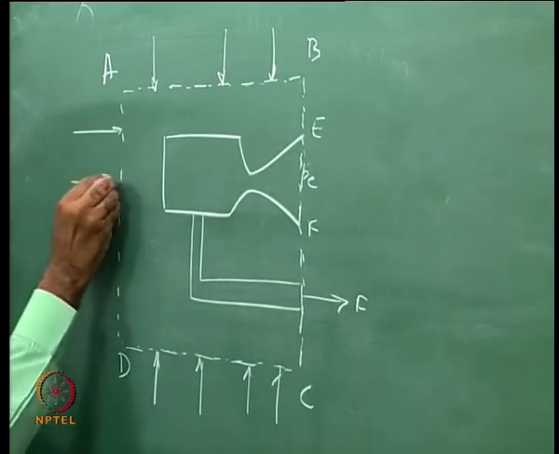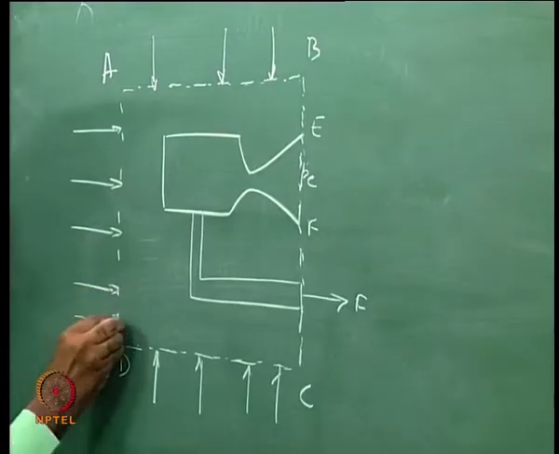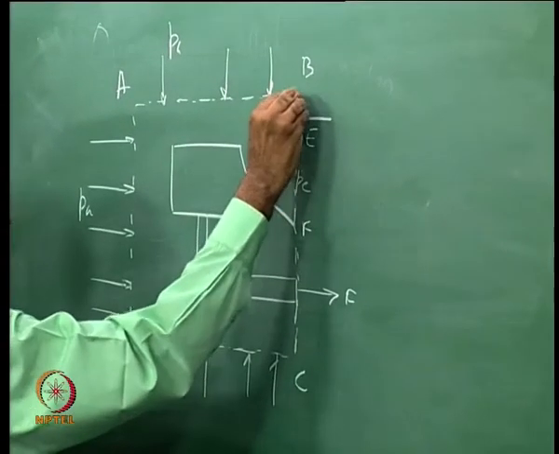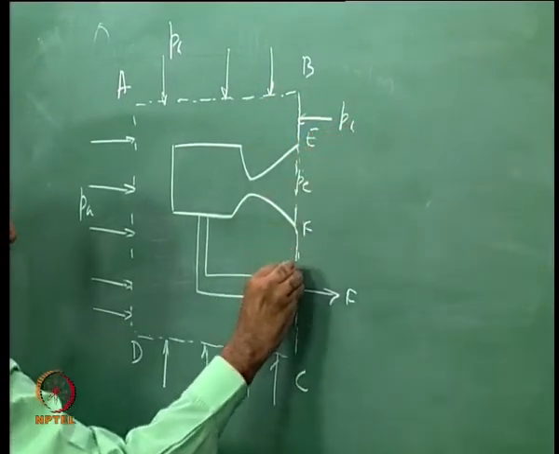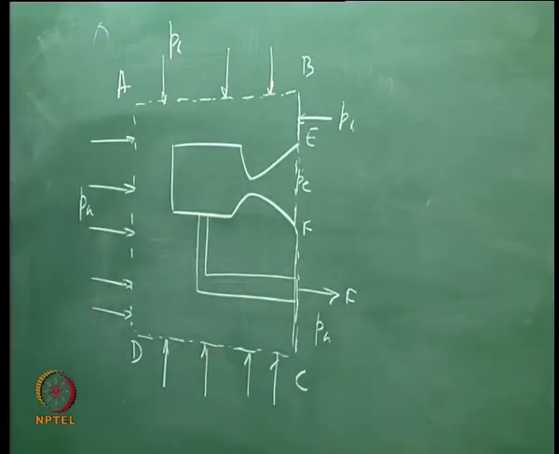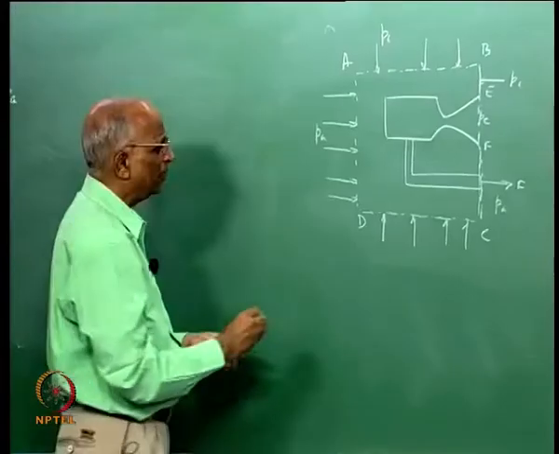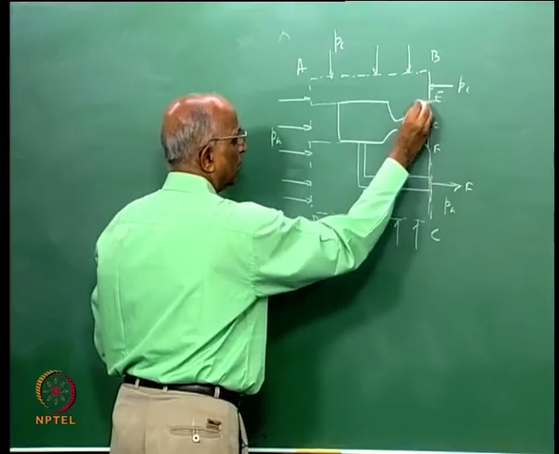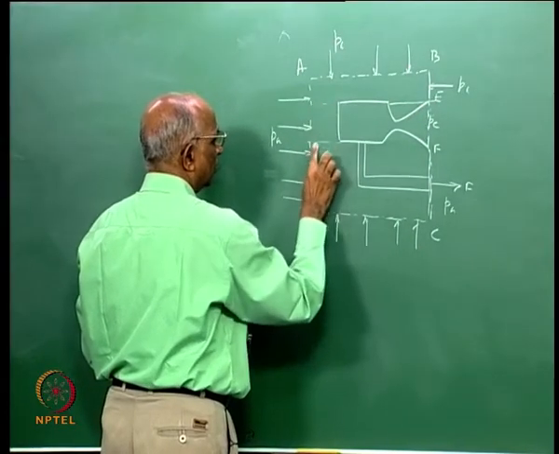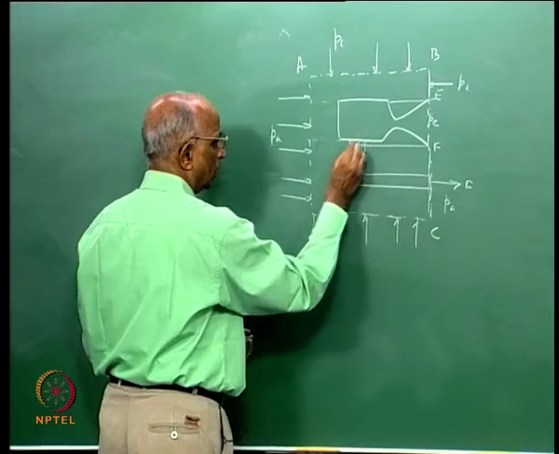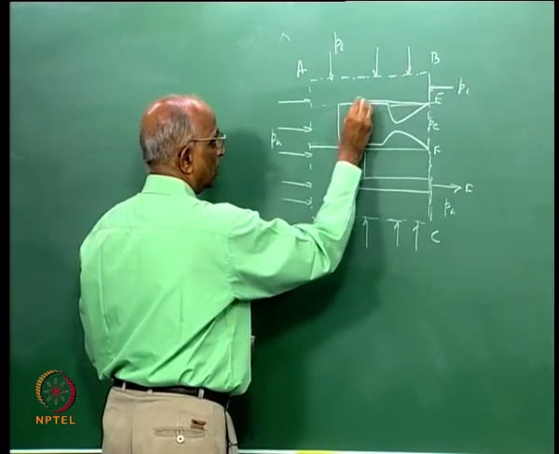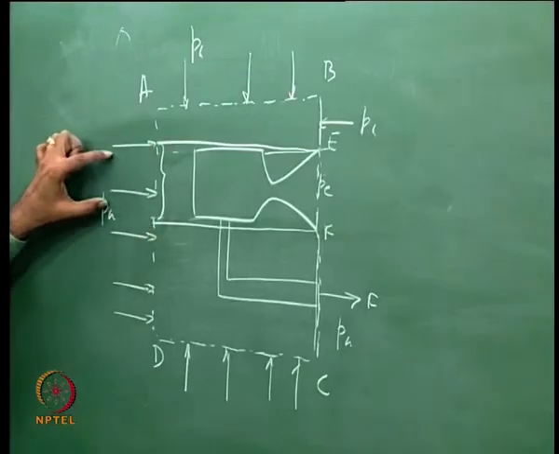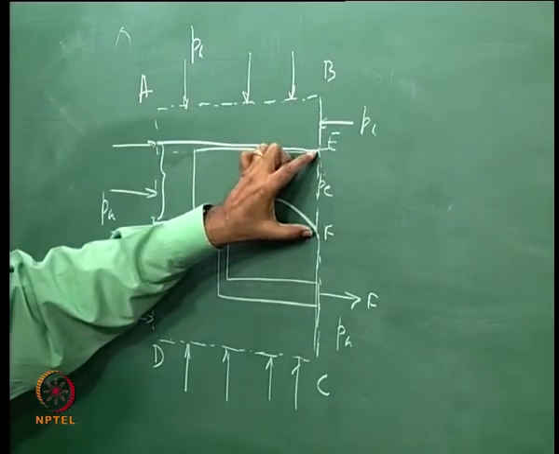Similarly, ambient pressure Pa is acting over here. Ambient pressure is also acting in this stretch, and also in this stretch over here. Therefore, the only place where I have a difference in pressure is in this region. Over this particular area I have ambient pressure Pa acting, and over here Pe is acting.